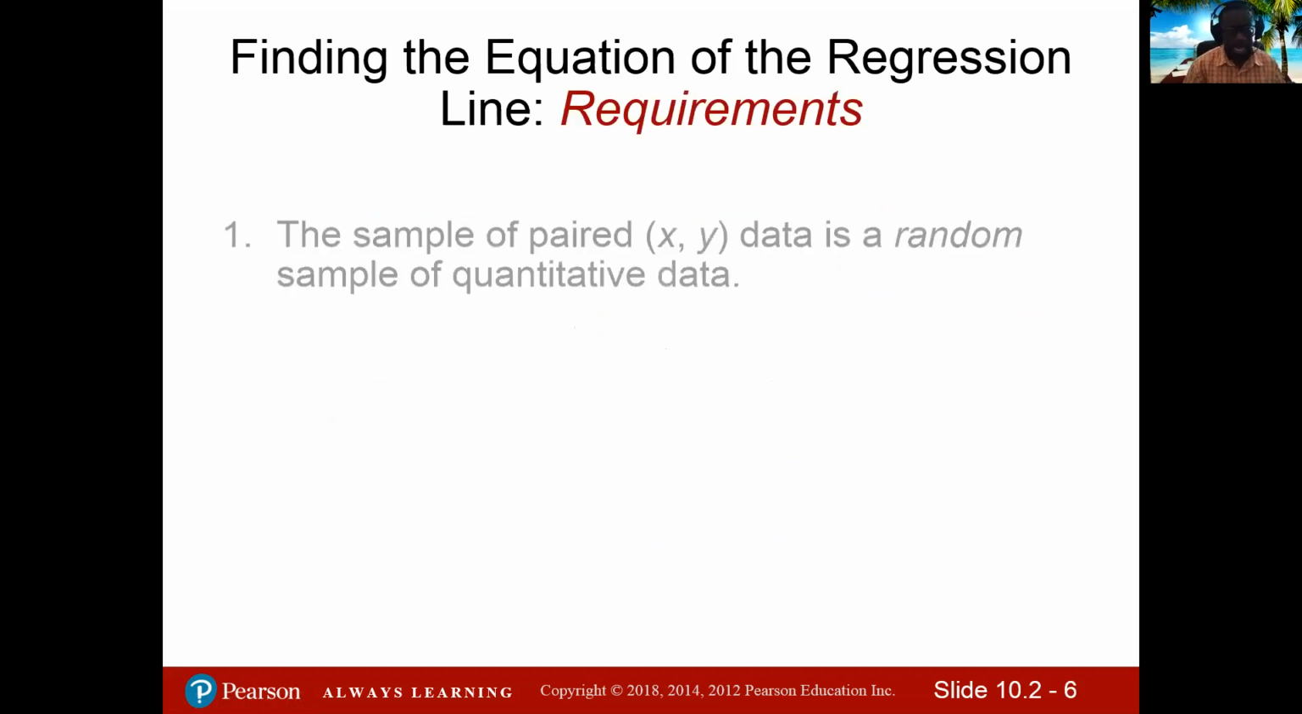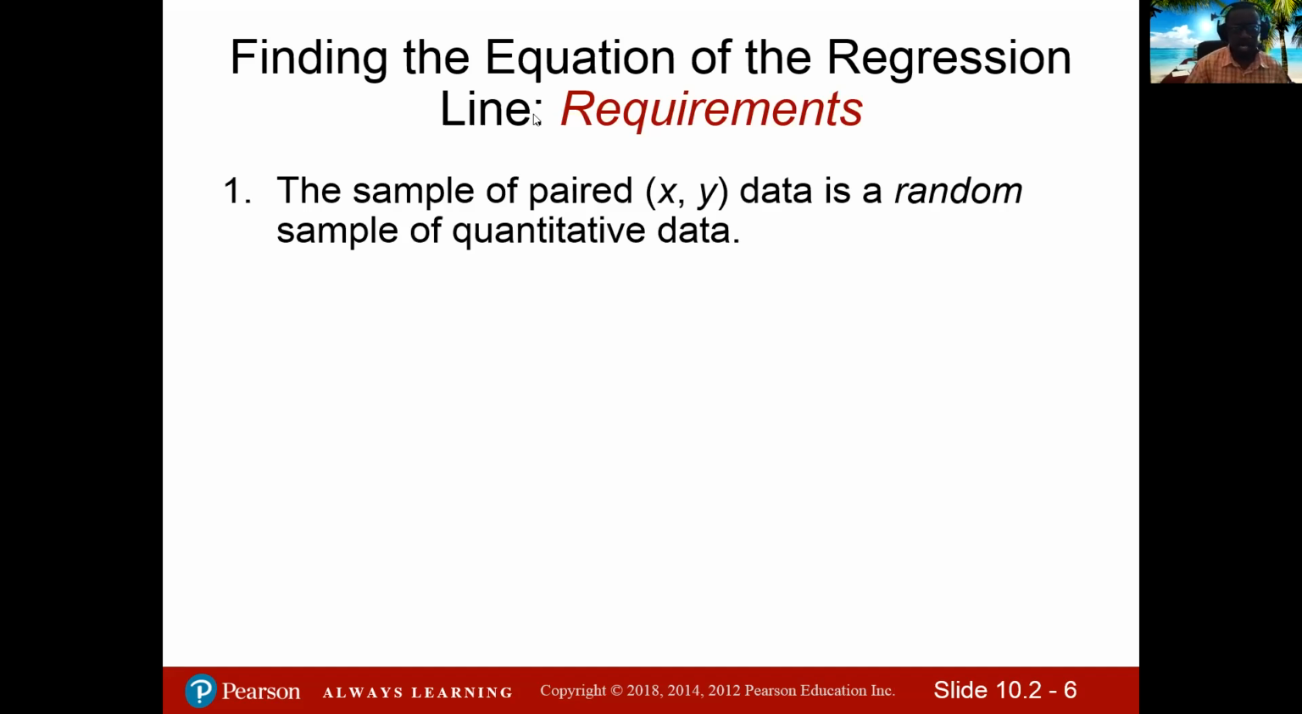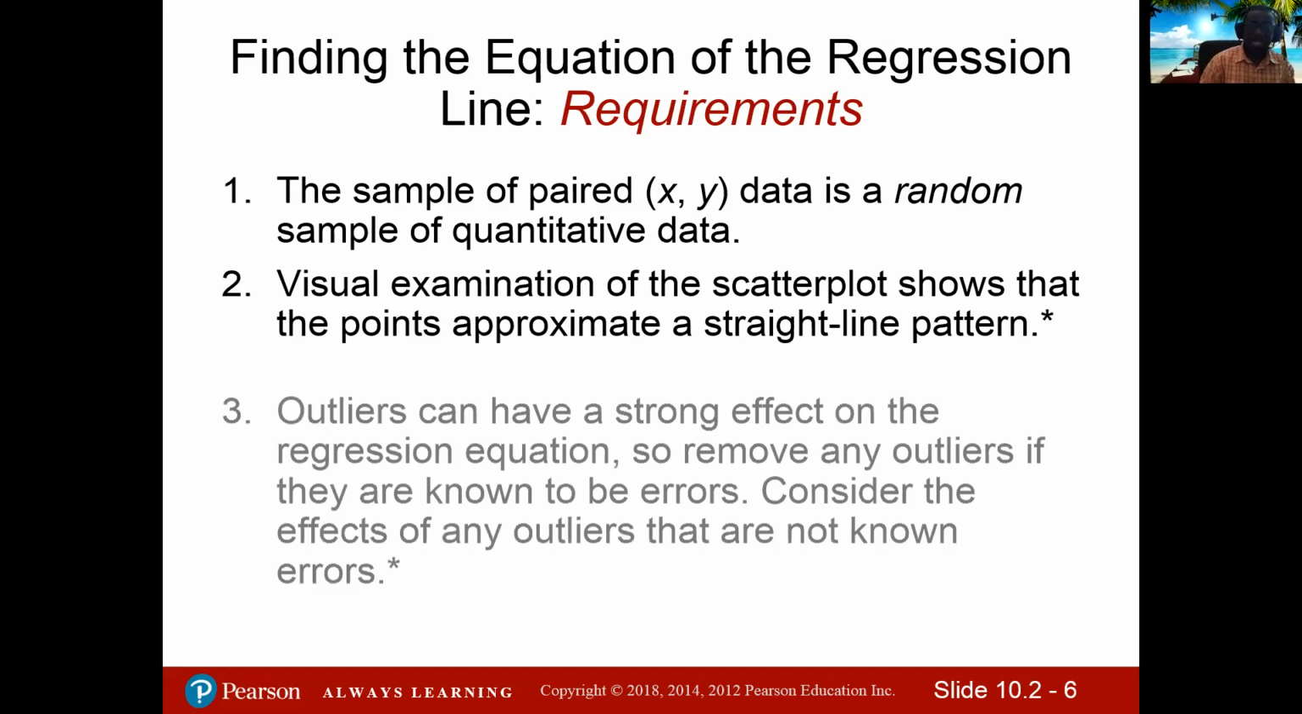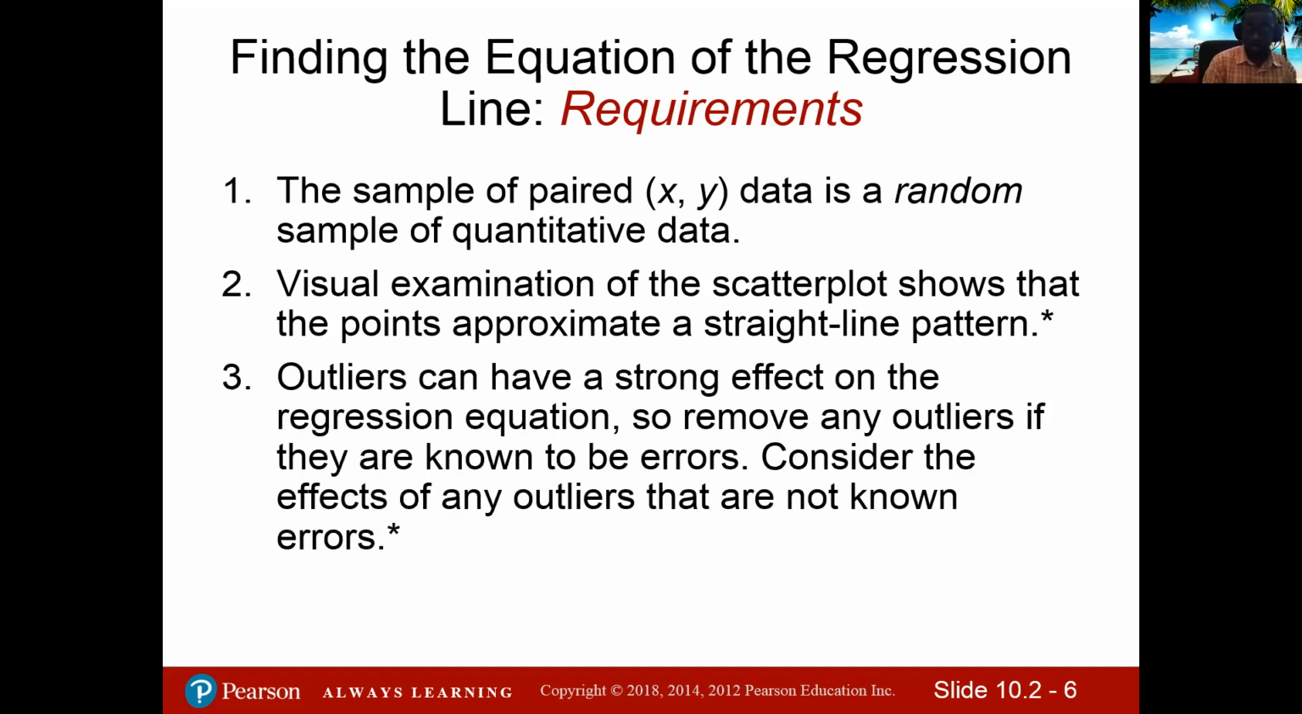Now, to be able to find the regression equation, there are certain requirements. You want to know that the paired x and y data are a random sample of quantitative data. Two, visual examination of the scatter plot shows that the points approximate a straight line pattern. Outliers can have a strong effect on the regression equation, so remove any outliers if they are known to be occurring by error. Then consider the effects of any outliers that are not errors.